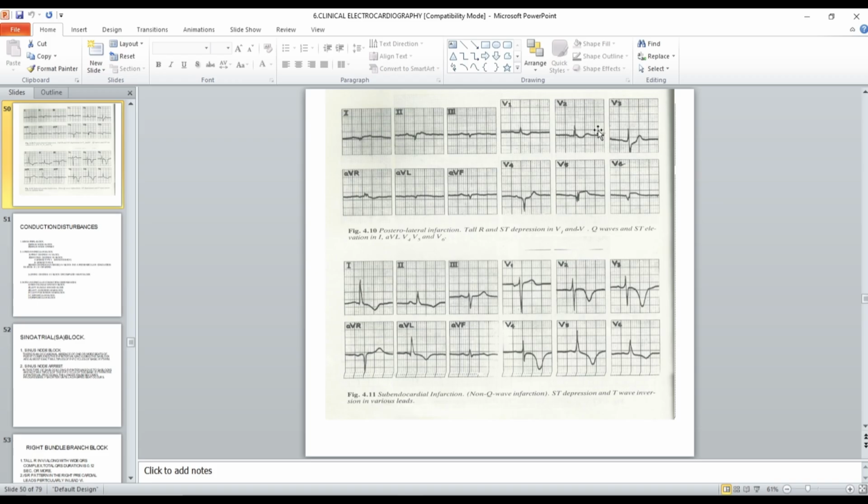Here it is true posterior infarction and anterolateral infarction. True posterior shows presence of R wave in V1 and V2 with ST depression, while QS complexes are seen in V4, V5 and V6, that is posterior plus anterolateral infarction. In the second slide, it is anterior subendocardial infarction. ST depressions are seen in all the chest leads, typical subendocardial infarction.